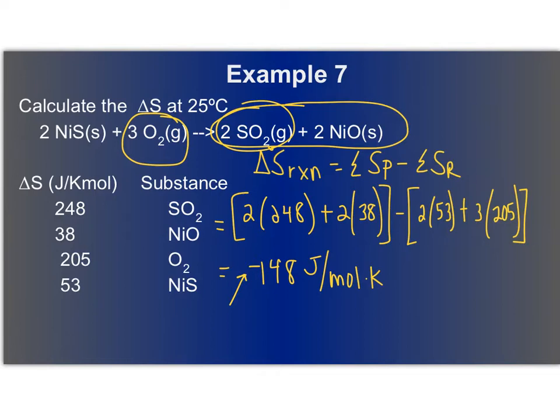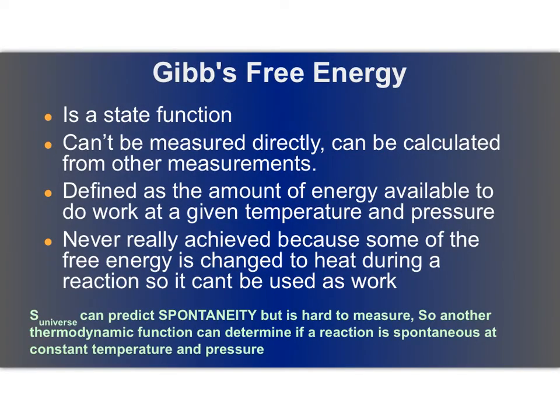So Gibbs free energy is another thermodynamic function that we will use to predict spontaneity. It is a state function, just like entropy and enthalpy. However, it can't be measured directly, so it has to be calculated from other measurements. We're going to define it as the amount of energy available to do work at a given temperature and pressure.